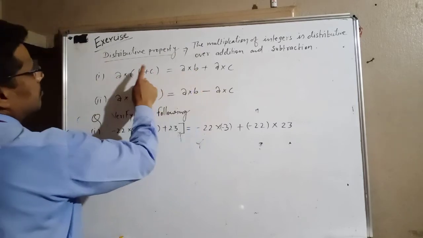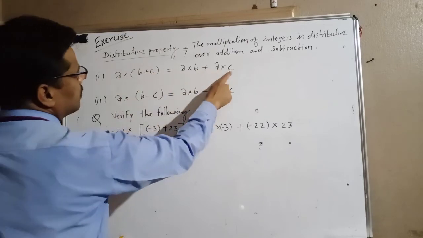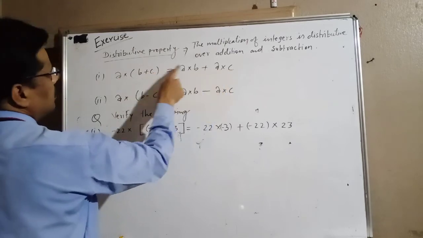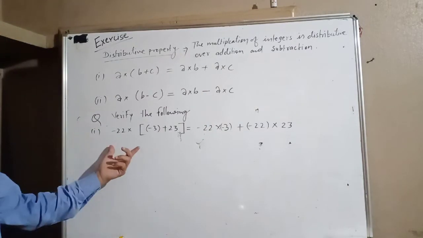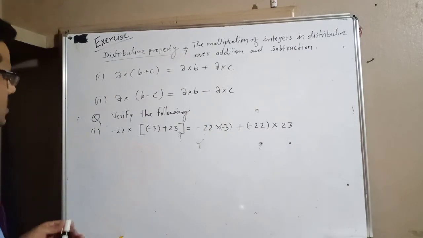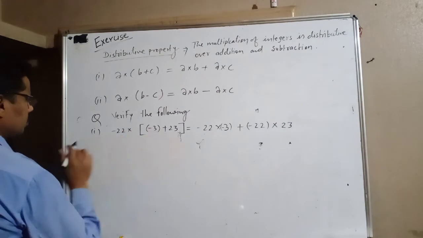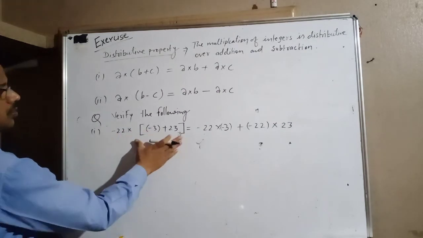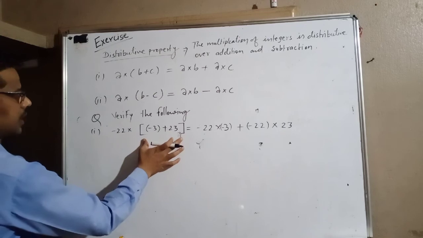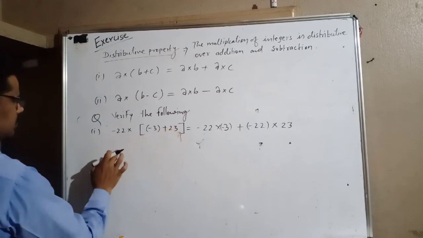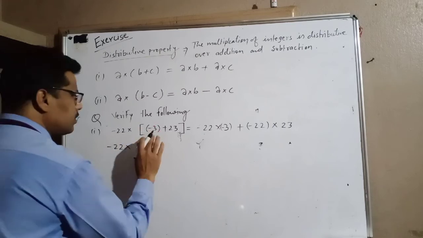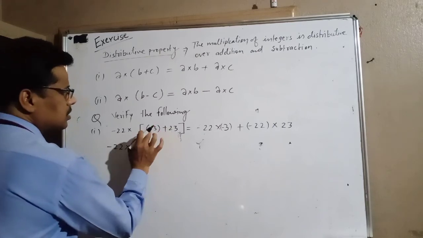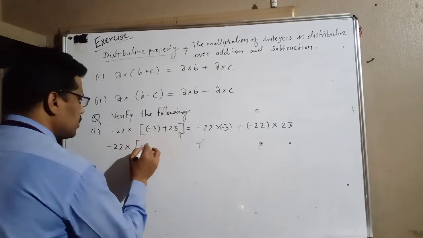Then a multiply c, a multiply c, and we are putting the plus sign in the middle. Okay. Now let's see, with the help of this example, you will be able to understand how we will solve it. First, we'll solve the left hand side. Here is the bracket, so first we solve the bracket. This number will come as it is. I am writing here minus 22, and here minus 3 will come as it is.